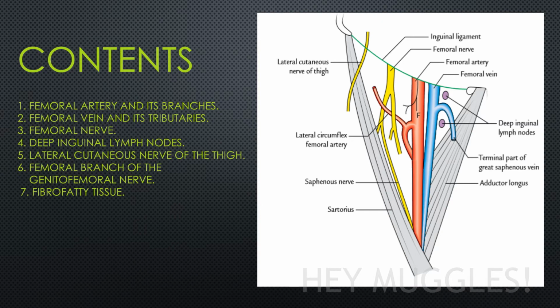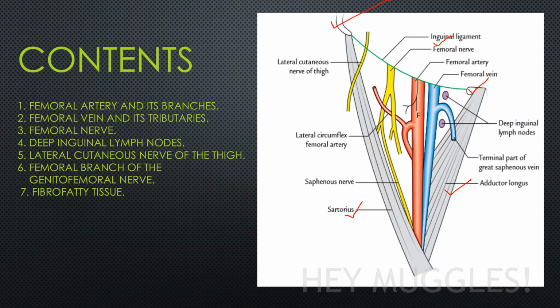Let's talk about the contents of the femoral triangle, right? So this is your inguinal ligament in green, right? This is your pubic tubercle. This is your anterior superior iliac spine. This is your medial border of the femoral triangle formed by medial border of adductor longus. This is your lateral border of femoral triangle formed by medial border of sartorius muscle.